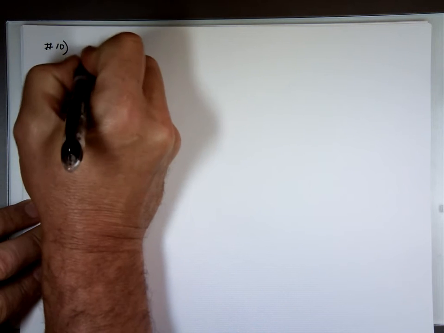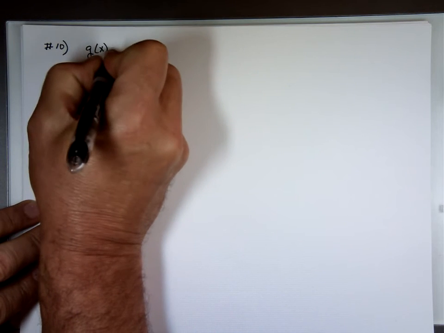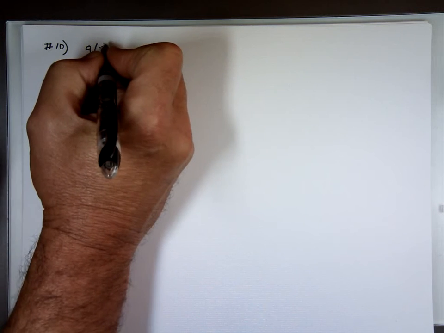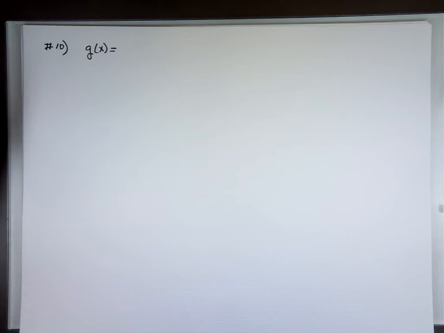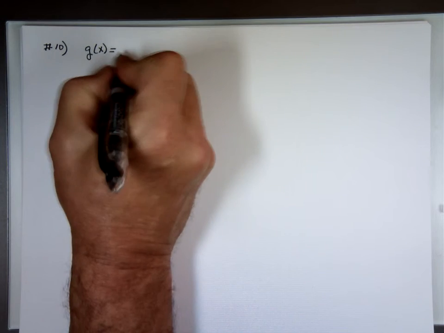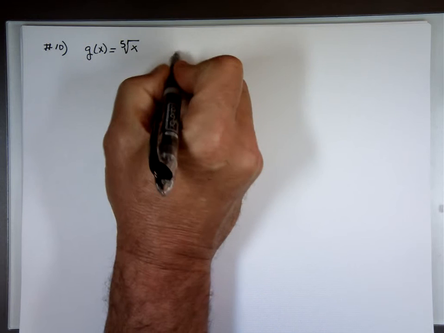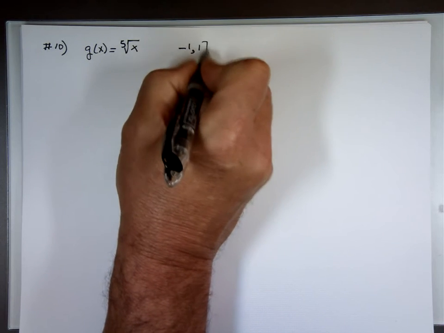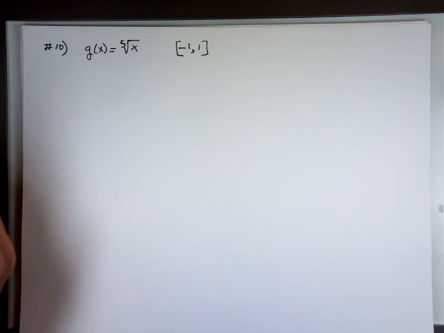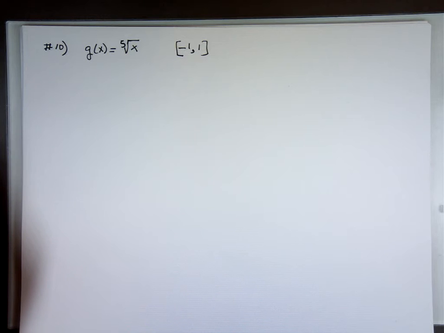G of x equals, I think it's the cube root. I can't really tell. I can make it bigger, but I gotta make it smaller. Oh, the 5th root. It is the 5th root of x, and they give me the interval -1 to 1. It says locate the absolute extrema.